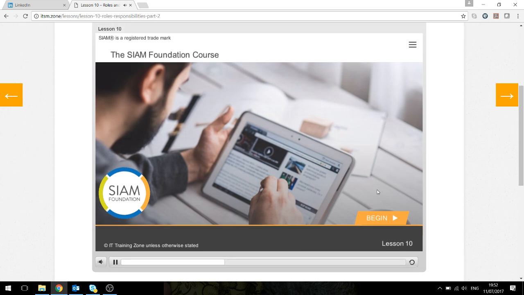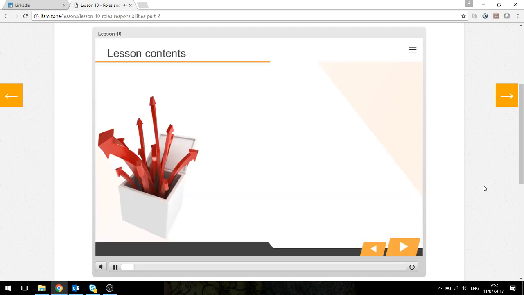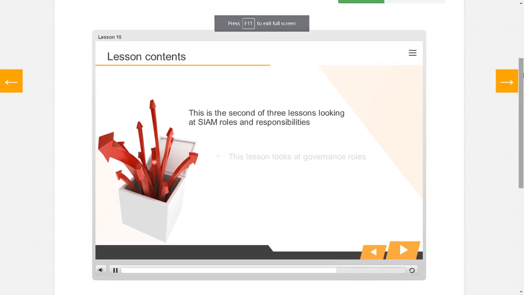Lesson 10, Roles and Responsibilities, Part 2, Governance Roles. Welcome to Lesson 10. This is the second of 3 lessons that look at roles and responsibilities in a SIAM environment. This lesson looks at governance roles.